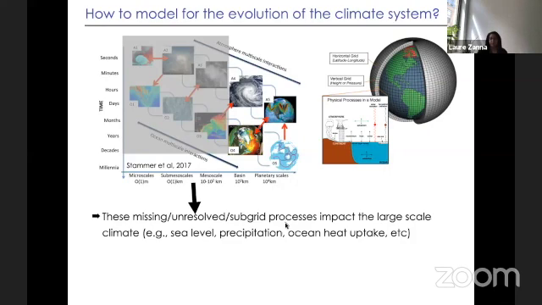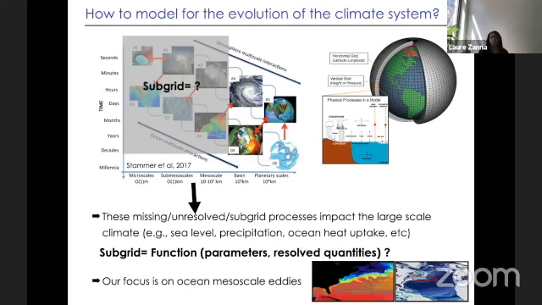And all those missing processes are actually important because they impact the large scale dynamics, as mentioned. They will have an impact on sea level, on the amount of precipitation, on how much heat the ocean is taking up. Marcus mentioned how much the land will take up carbon. All those things are encapsulated in those small processes because they interact with the large scale, but we don't have them. So how do we deal with that?